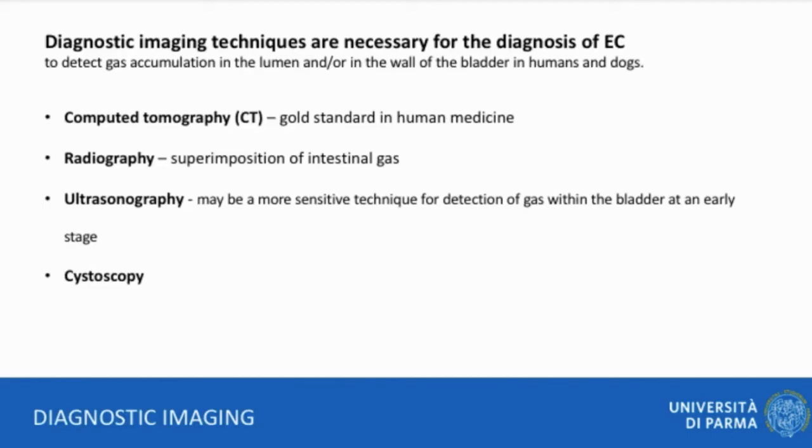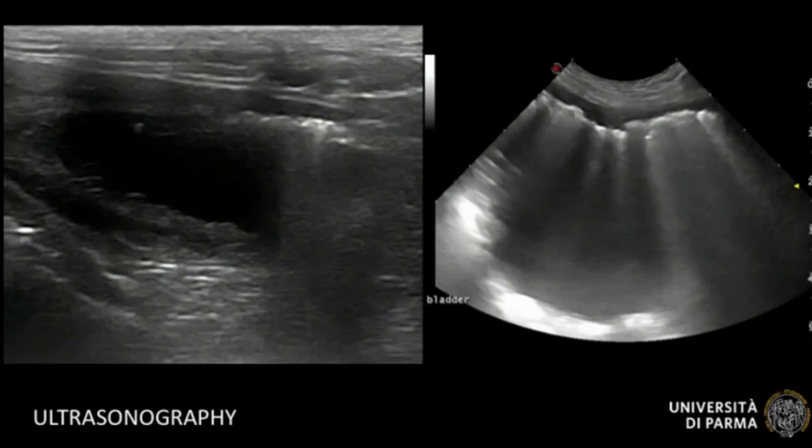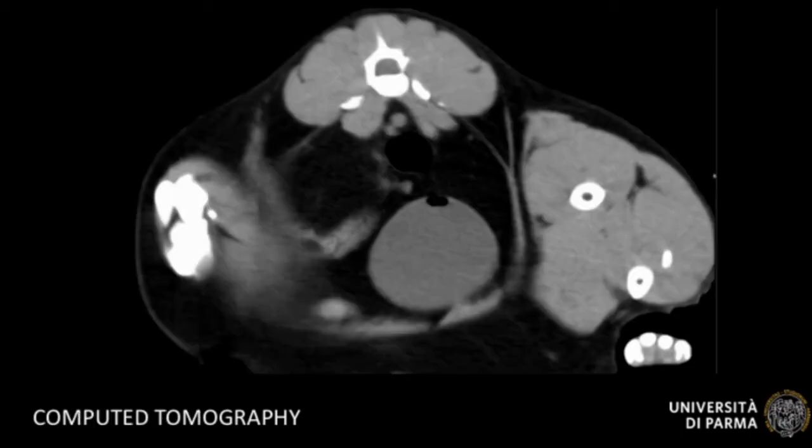The prevalence of EC could be underestimated, as diagnostic imaging is necessary for the detection of this condition and for a conclusive diagnosis. It has been suggested that ultrasonography may be a more sensitive technique for detection of gas within the bladder at an early stage.